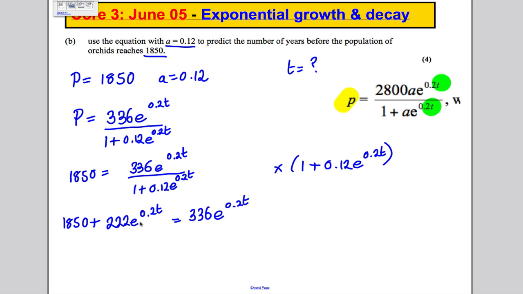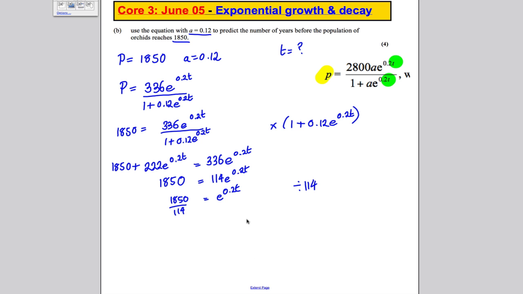Subtract 222 e to the 0.2t off both sides, we would get 1,850 is 336 minus 222, which is 114 e to the 0.2t. Dividing both sides by 114, you would get e to the 0.2t is equal to 1850 divided by 114, and I'm just going to leave that as a fraction so we keep it accurate for now.